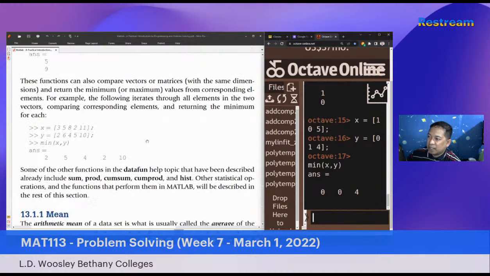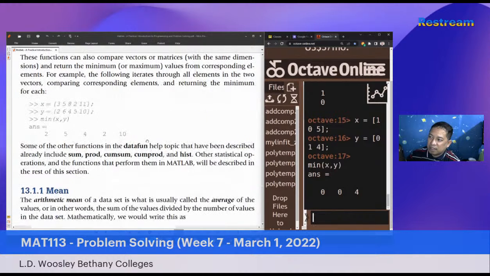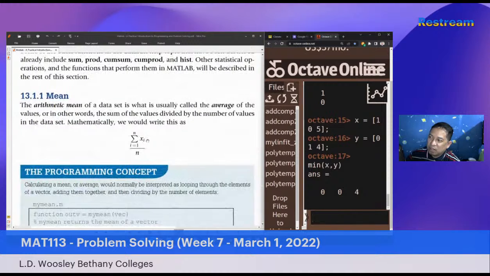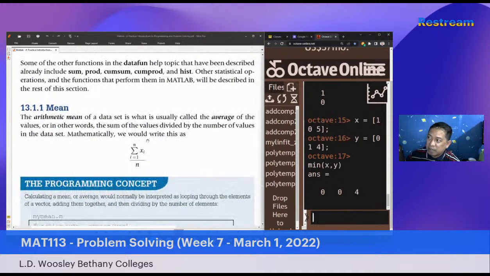Okay, we have the sum, product, cumulative sum, cumulative product, and histogram. Other statistical operations, the functions in MATLAB can be described in the rest of the session. Now let's look into this concept of arithmetic mean. It's an average of the values, the sum of the values divided by the number of values in a data set. So mathematically, it's expressed as the summation of x sub i, where i is equal to 1 up to n, all over n.